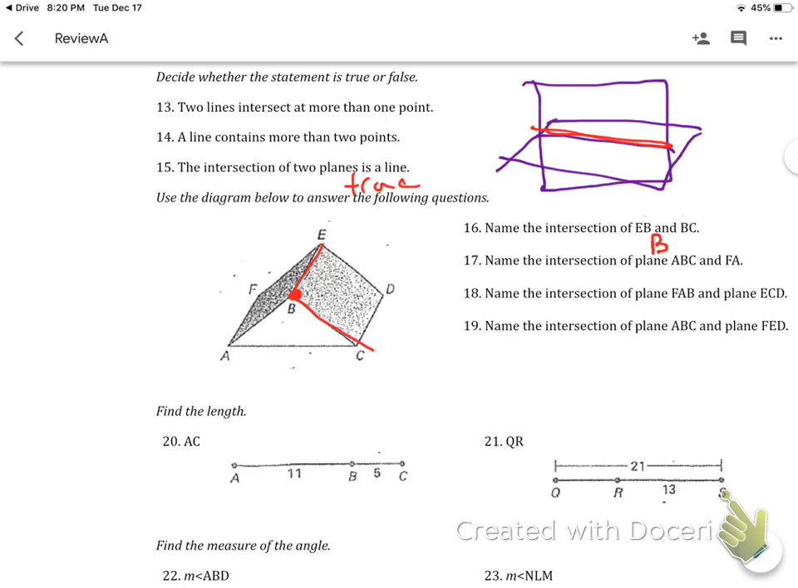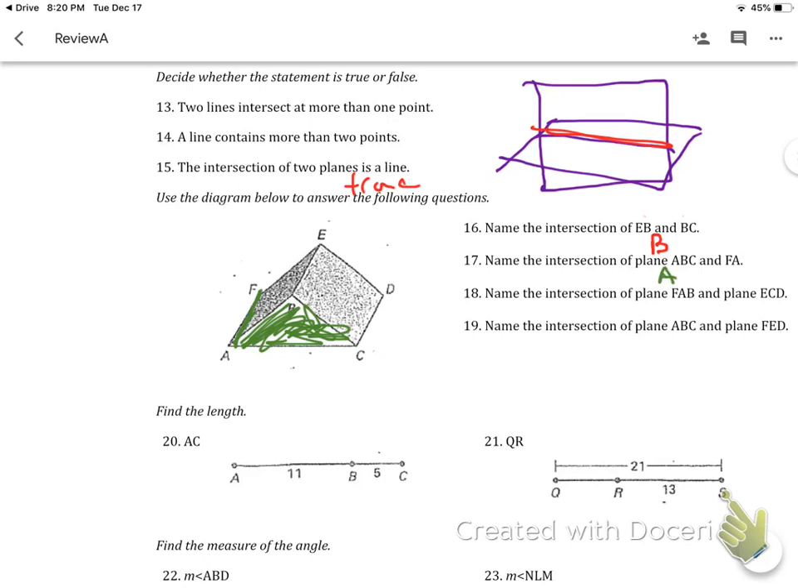The next one up says, name the intersection of plane ABC and FA. So plane ABC, let me erase what I had. Plane ABC is this portion of my triangle, and FA is this line right here. Well, where does that plane and this one meet? Well, we see they meet at A, that little corner.